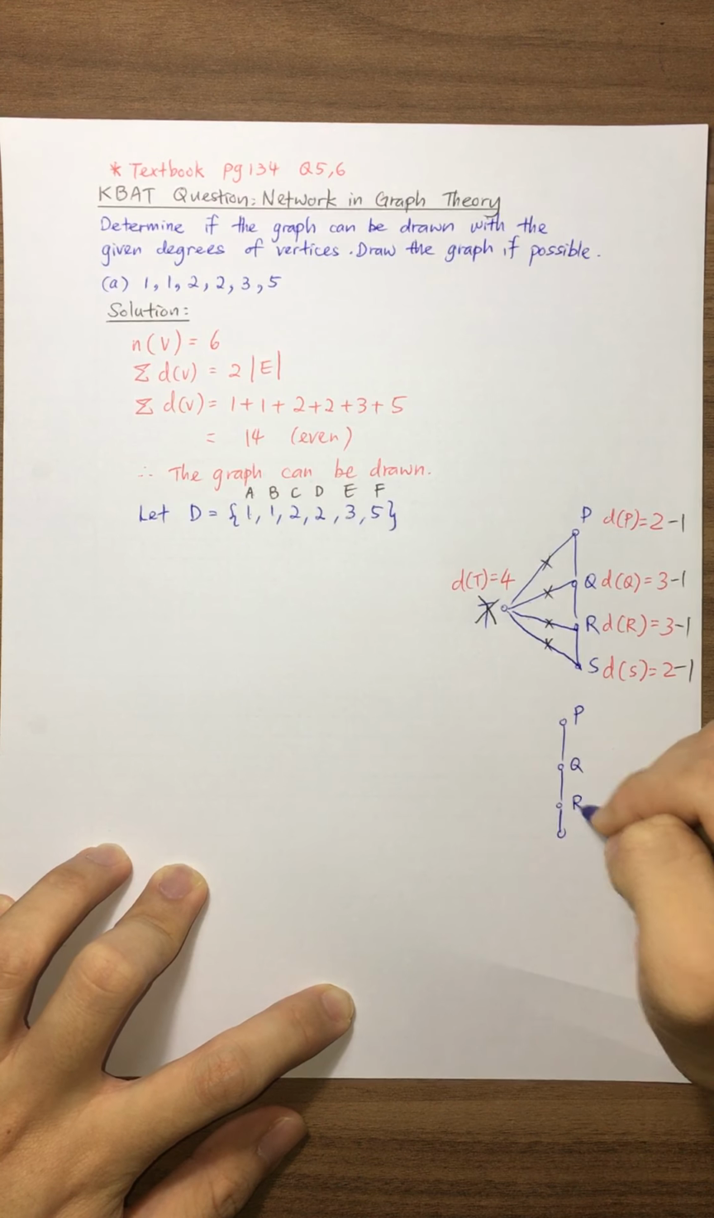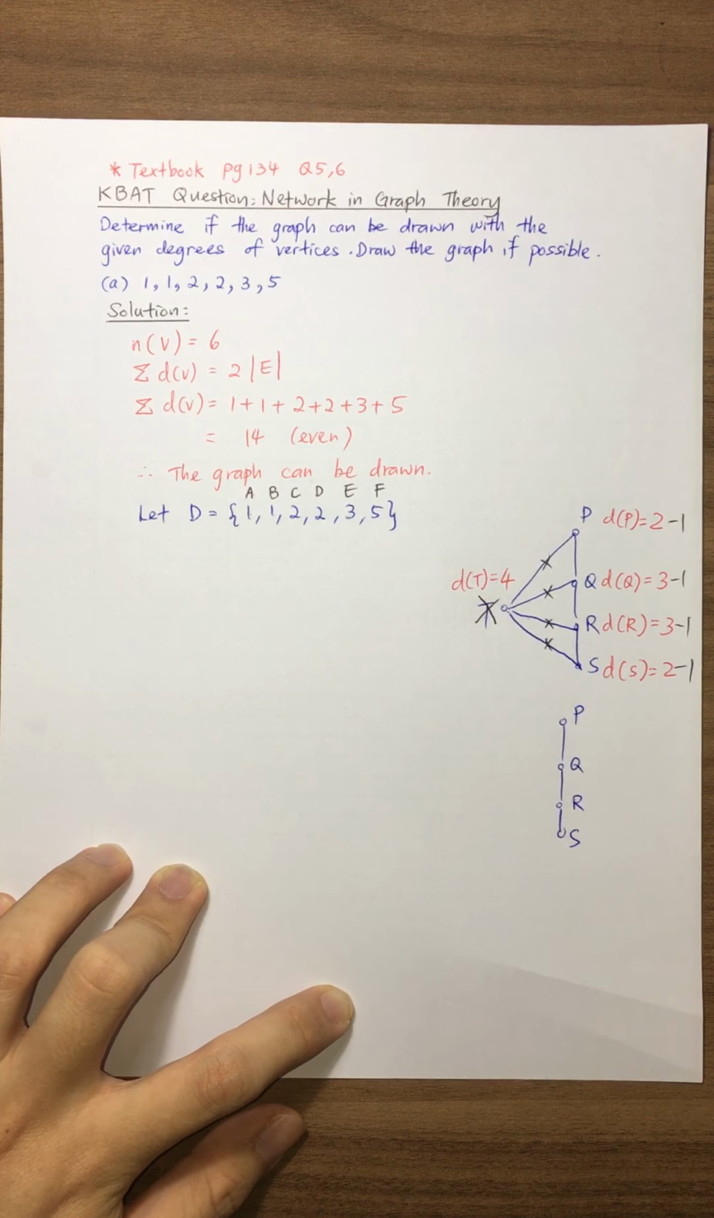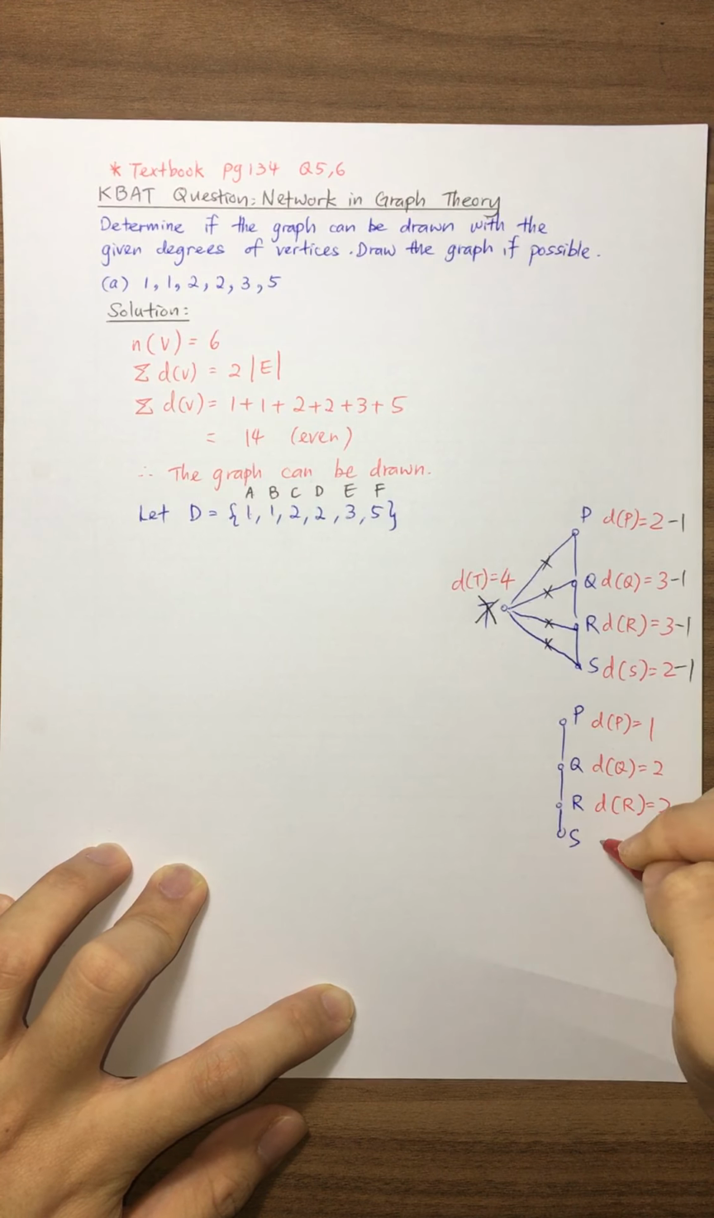The graph will turn into this graph. Right? Then we calculate the degree of p again. So now p equals 1, q equals 2, r equals 2, s equals 1. The new degrees are here.